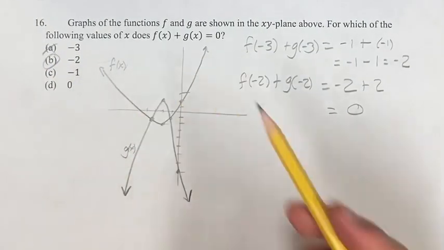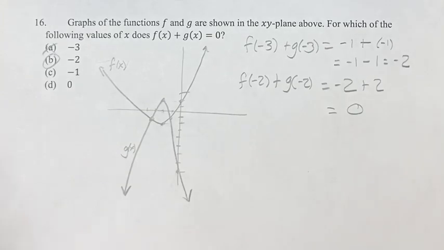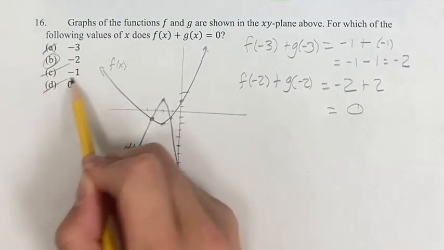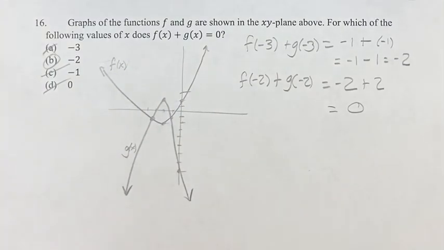You can test -1 and 0 if you want, but we know that -2 works, and therefore, by process of elimination, C and D can't work because only one answer can be true at a time, so your final answer is going to be B.